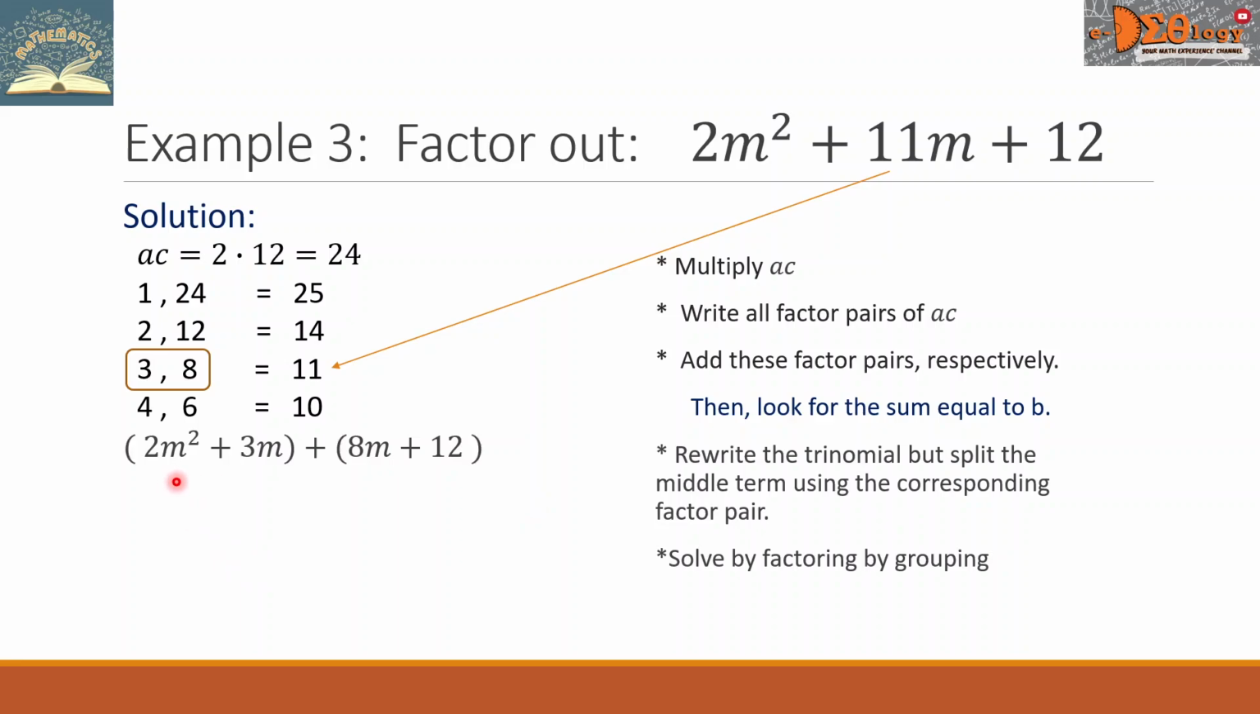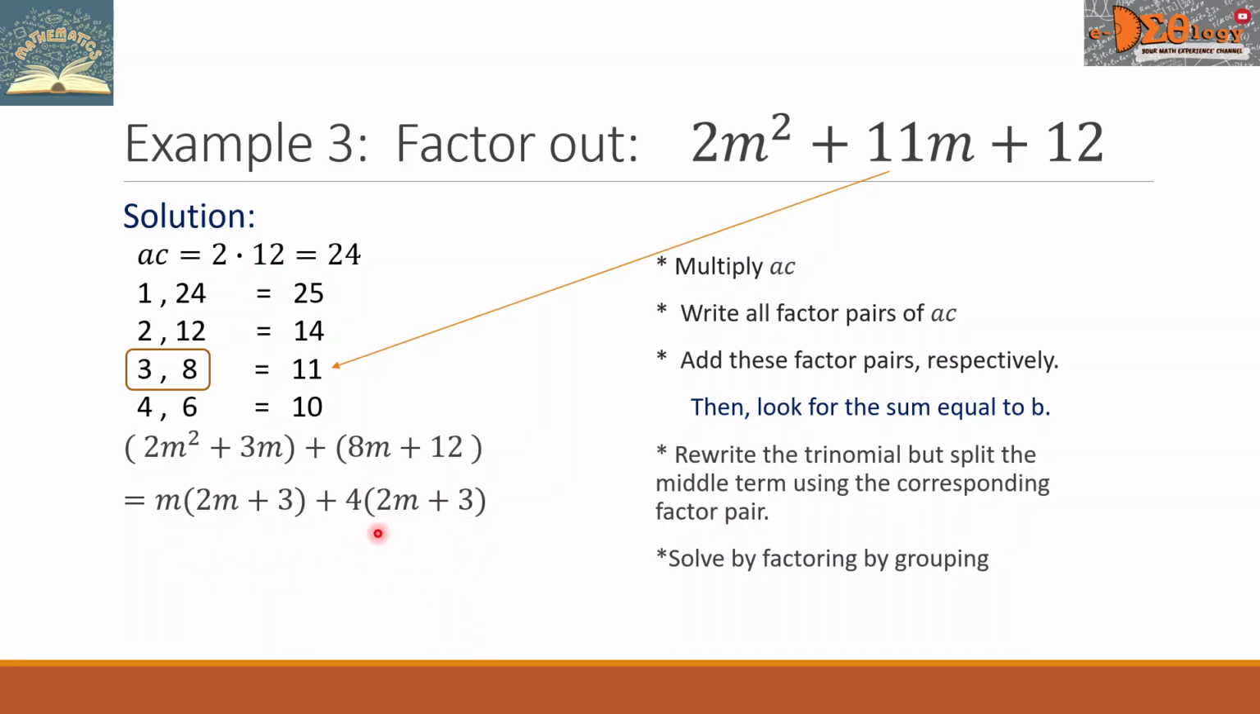We now group the first two terms, then we group the last two. And from here, we find the common factor for each of the groups. In the first group, the common is m. So we factor it out. We have m times 2m plus 3. In the second group, the common is 4. So we have 4 times 2m plus 3.